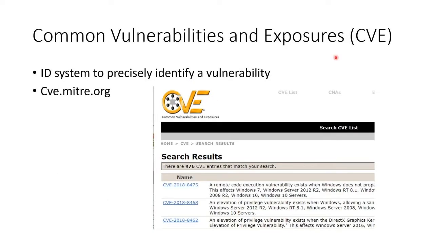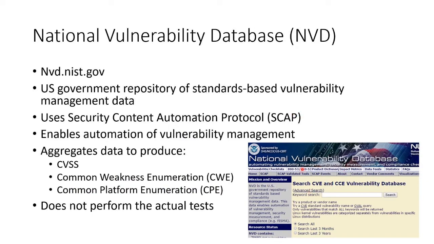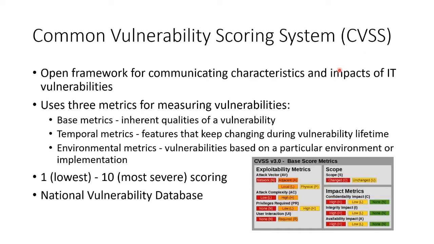Now, the thing that we refer to when we're talking about vulnerabilities, the common thing we use is something called the Common Vulnerabilities and Exposures, the CVE number. This is an identification system to precisely identify one vulnerability. You can find it at cve.mitre.org, but also NVD. Look at this, search for CVEs. So, and also when we go back, the Common Vulnerability Scoring System, they all use CVE numbers.